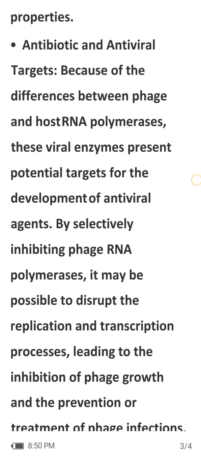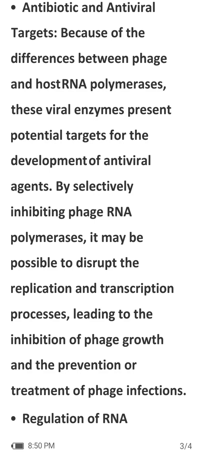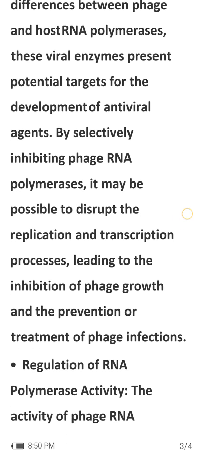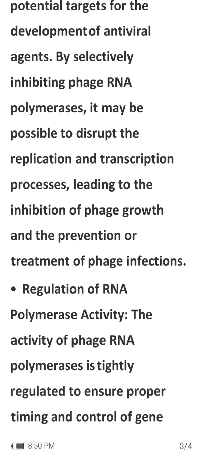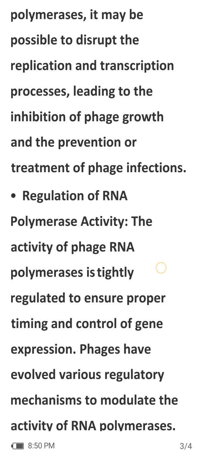And antibiotic and antiviral targets. Because of the difference between the phage and the host RNA polymerase, these viral enzymes present potential targets for the development of antiviral agents. By selectively inhibiting phage RNA polymerase, it may be possible to disrupt the replication and transcription process, leading to the inhibition of phage growth and the prevention or treatment of phage infections.